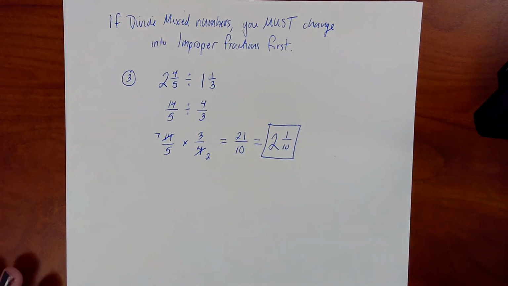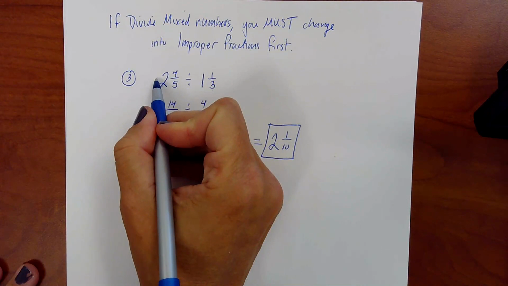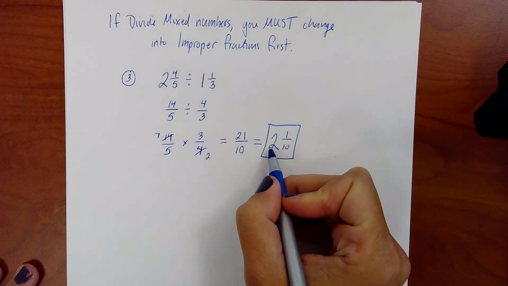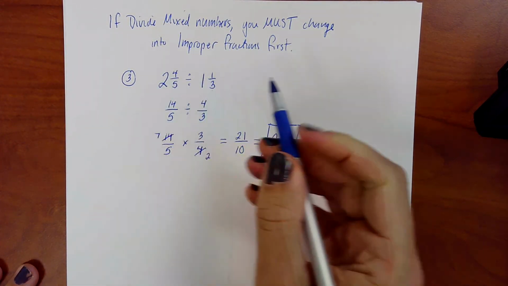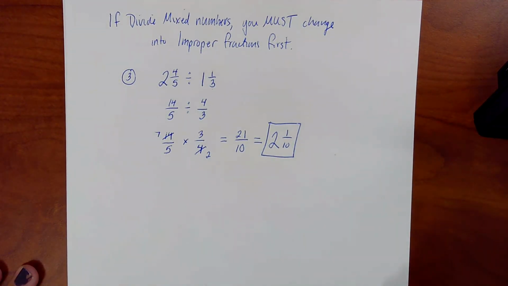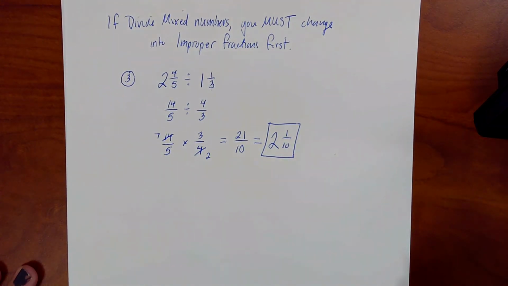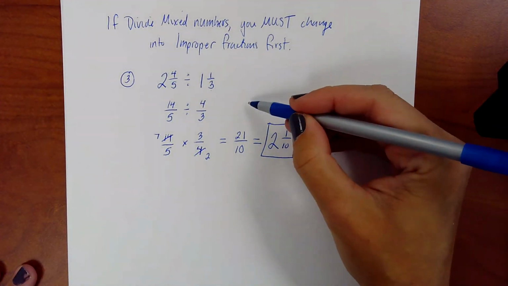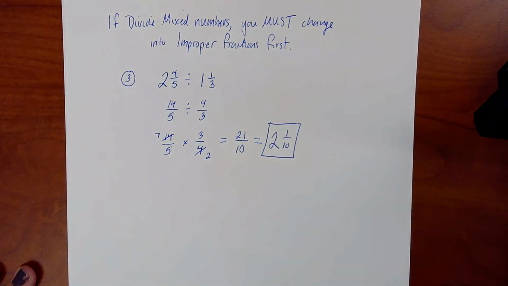And again, if one of those were negative, then your final answer would be negative. If both of these were negative, your final answer would be positive. So lots to think about, but you guys can do it. Go slow, go step by step. All right? Good job.